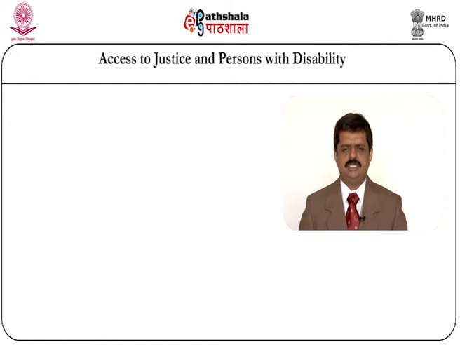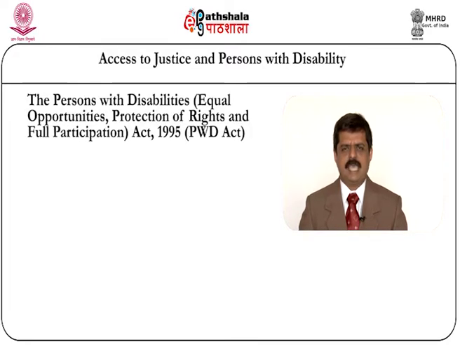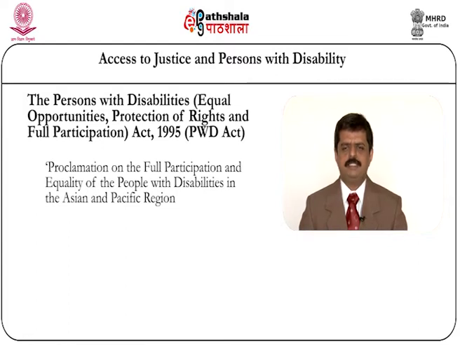Moving on to the next discussion, that is the Persons with Disabilities Act. Now, this act was enacted to fulfill an international obligation on India: India had signed the Proclamation on the Full Participation and Equality of the People with Disabilities in the Asian and Pacific region. After signing this convention, they were in need to pass legislation. As a result, we have come up with the Persons with Disabilities Act. The act has an objective to ensure full participation and equality for persons with disability, and it has established a series of authorities with a series of powers.